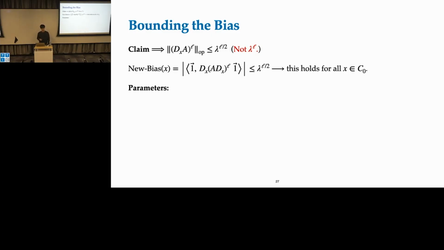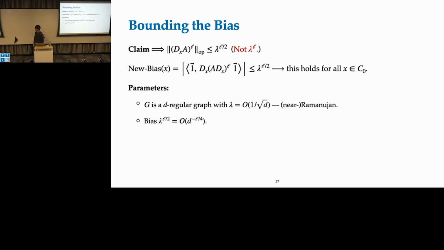Let's look at some parameters. G here we picked to be a D-regular graph. We know that the optimal lambda here is 1 over root D. This is what's known as the near Ramanujan graphs. These graphs have been very well studied. We know that for any D-regular graph, 1 over root D is the best possible lambda, and we also know many good constructions for these. And so the bias is lambda to the L over 2, which gives us D to the negative L over 4. What is the rate?